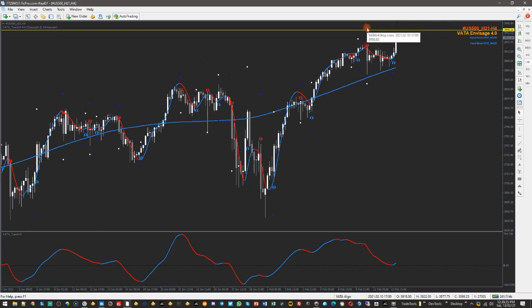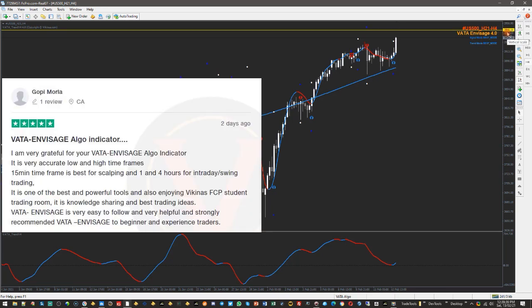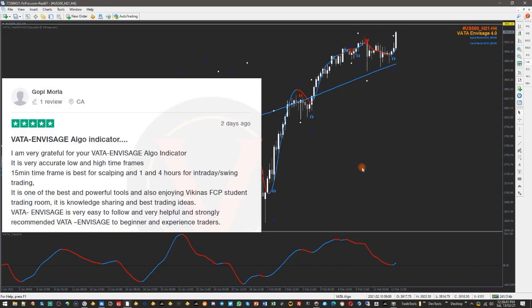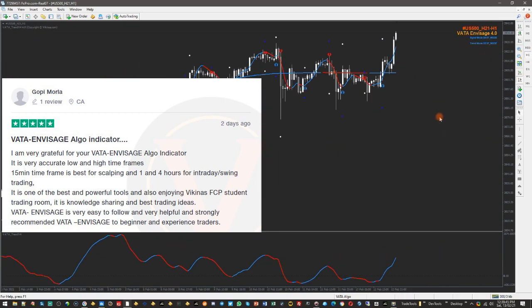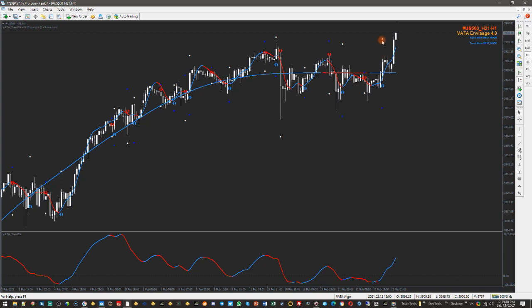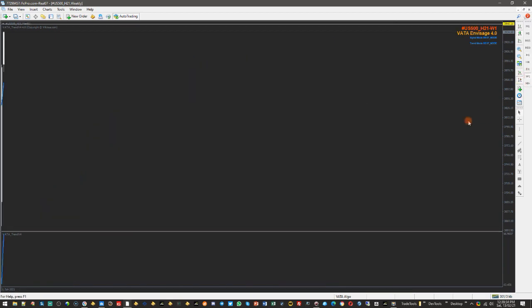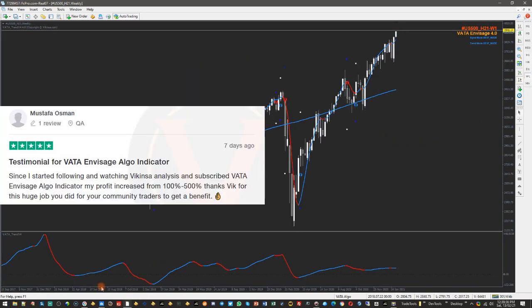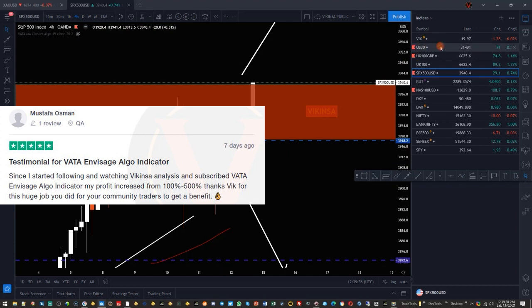Now the next target can be this 3950, which is also confluencing with 3946 around here. So watch out for this one. Let's look at 1-hour time frame just to see if there is anything. Yeah, this target has also been reached after water curve acted as dynamic support here. Right, so this is what we have on S&P 500. Let's move on to US30.